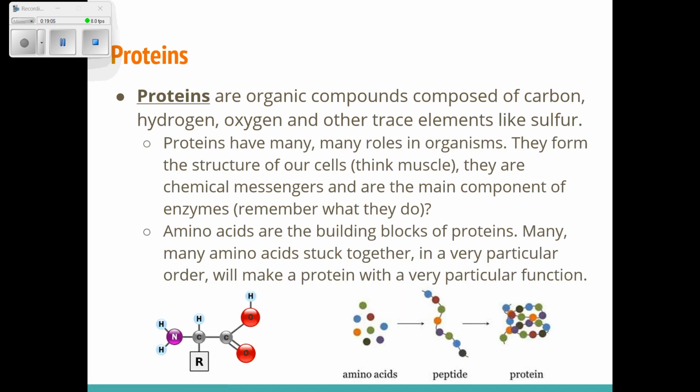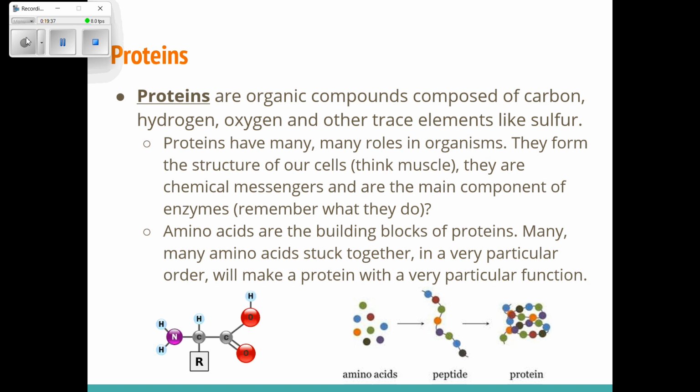Protein. Proteins are organic compounds composed of carbon, hydrogen, oxygen, and other trace elements such as sulfur. Proteins have many, many roles in organisms. They form the structure of our cells, such as muscle. They are chemical messengers, and they're the main component of enzymes. So remember, enzymes are things that help break down food or help a chemical process take place in your body.